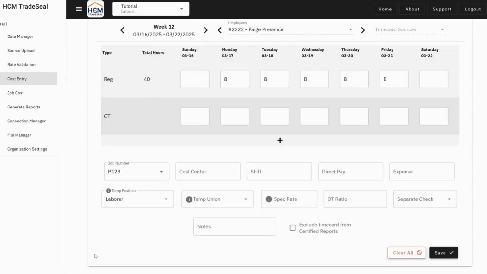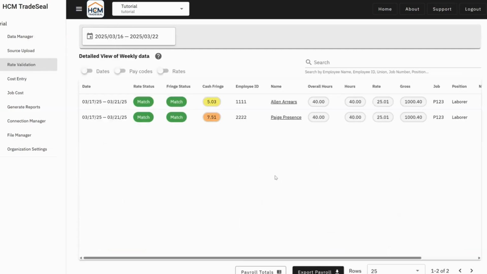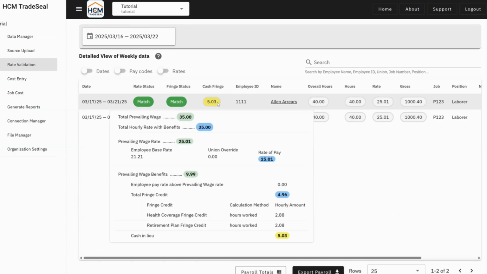And what we're anxious to see is how the employer paid fringe credits are applied. So regardless of the calculation method, we can see that the employees both had calculations applied and both are owed a certain amount of cash fringe or cash in lieu. Let's take a look. So starting with the first employee, the total prevailing wage is $35 because in this example, the government wants to see $25.01 paid per hour plus $9.99 fringe benefit.